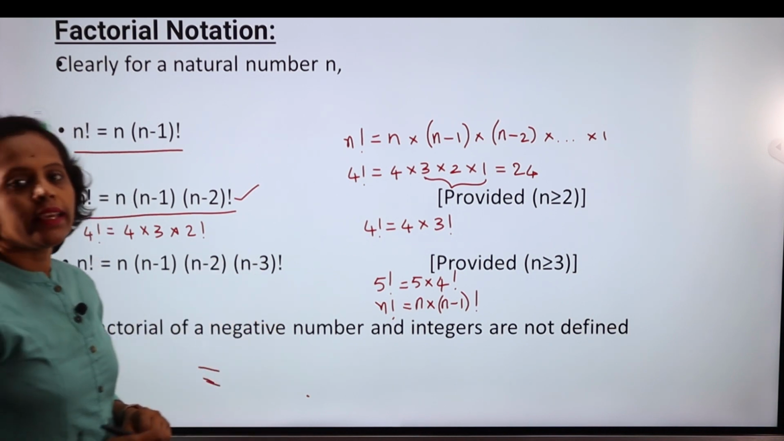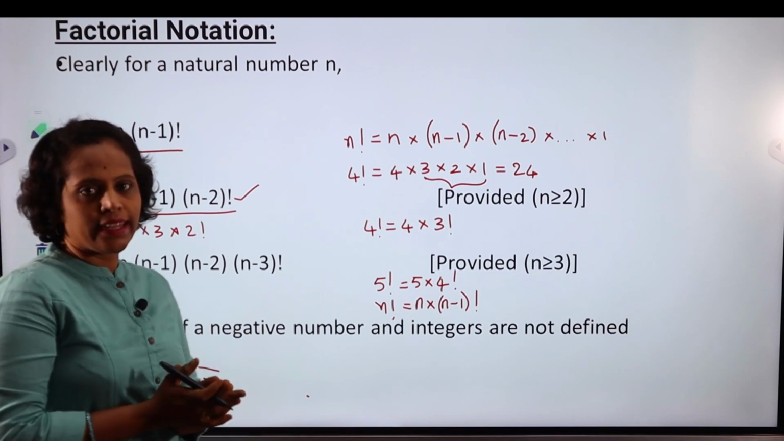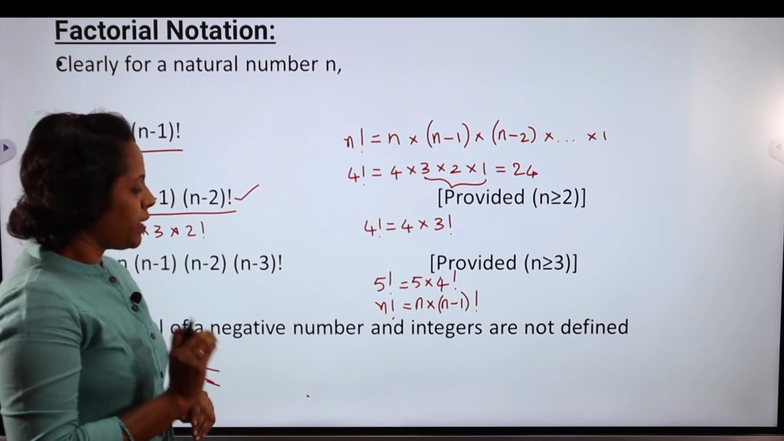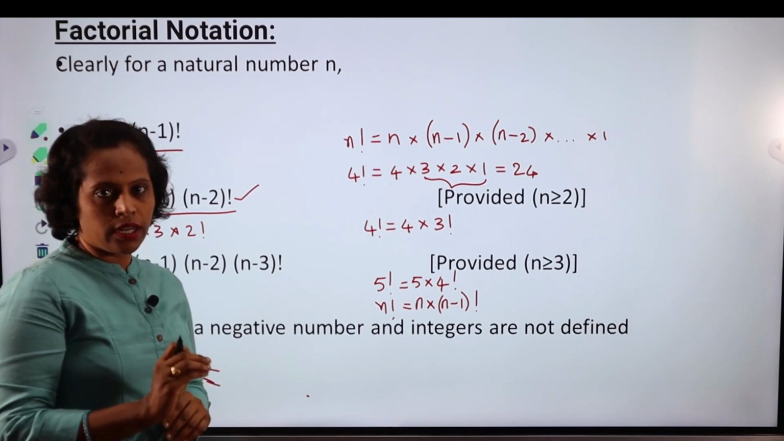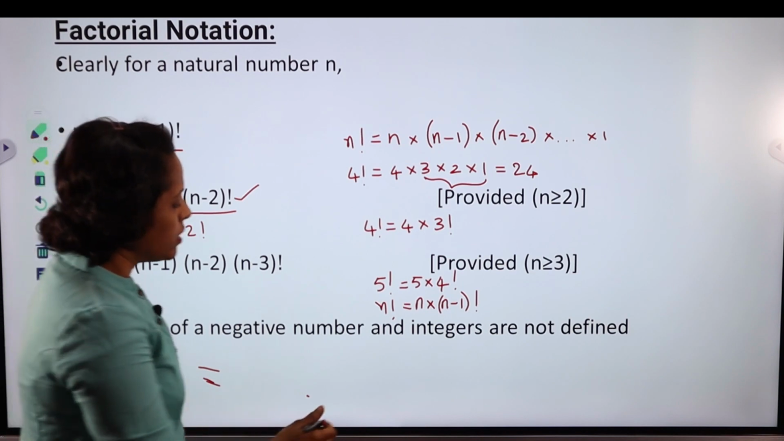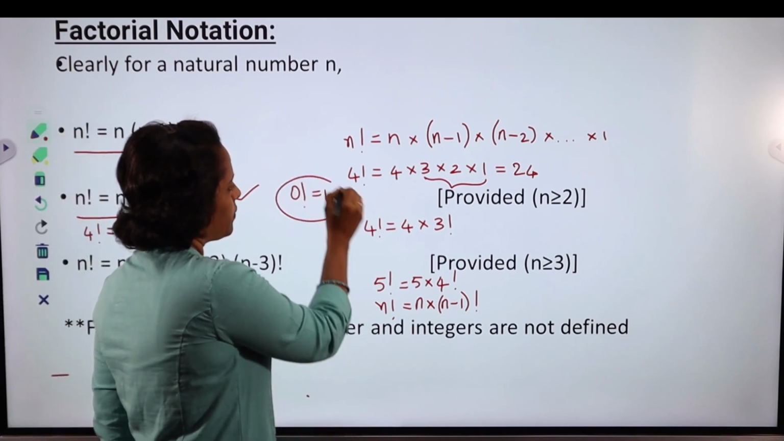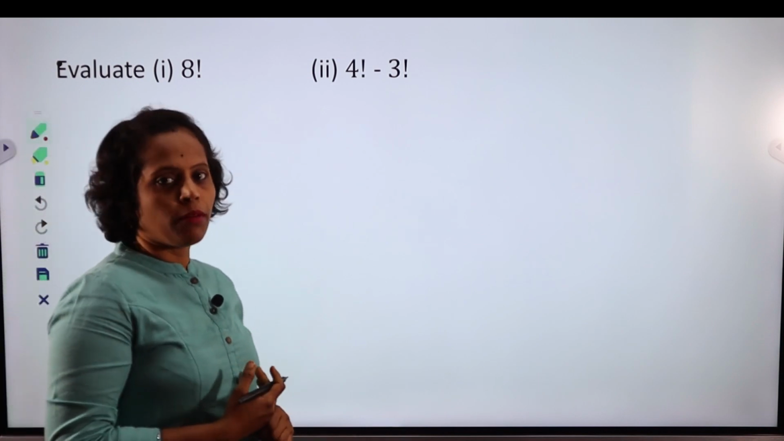The most important thing here is that the factorial of a negative number or a non-integer is not defined. We have factorials only for the natural numbers along with 0. So 0 factorial, as we have seen, will be equal to 1. Okay, let's solve some problems on this.